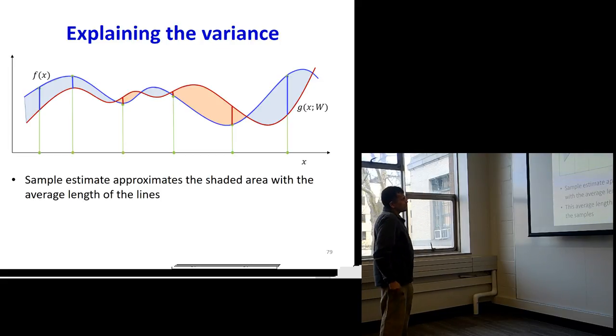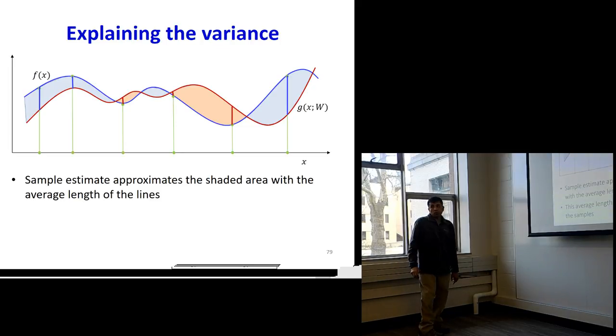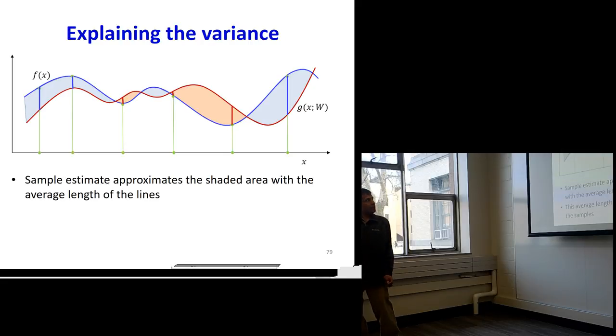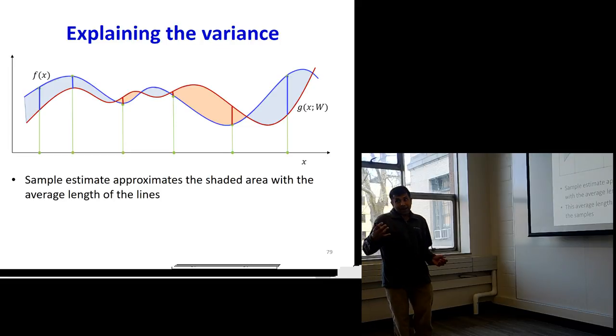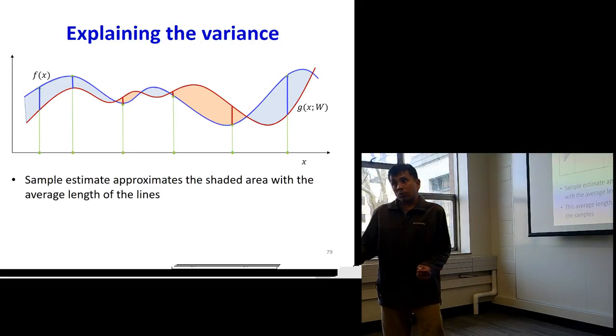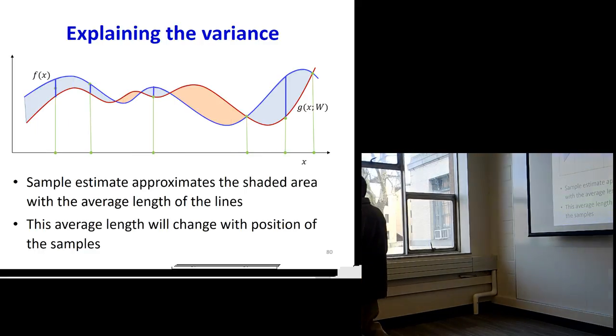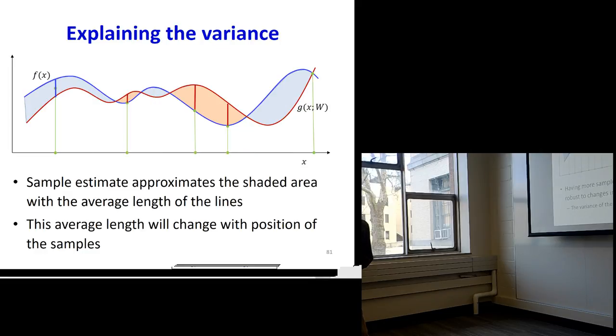Now, what is the problem over here? If I change the positions of my samples, the average length of these lines changes depending on where I place those samples, right? So if I'm going to have 4 lines, if I randomly choose them, depending on where I choose those 4 points, I'm going to get a different estimate for the error. When I begin minimizing it, I'm going to end up with a different solution, right? So when I have many more samples, this variation across different draws is going to be lesser because I expect to populate the whole thing more.